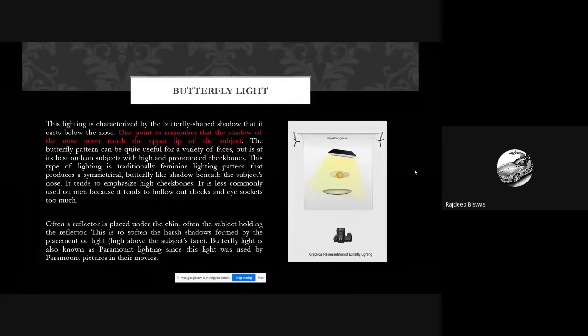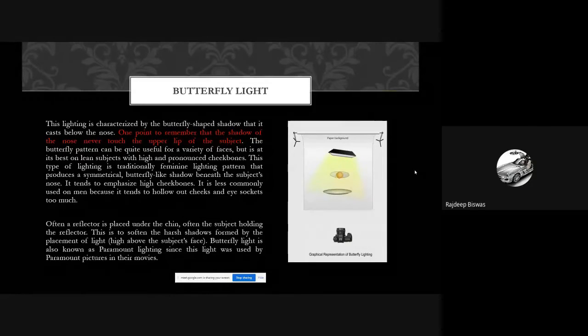Again, for paramount light, if you want a soft paramount light, I would always advise the use of a reflector. The subject may be holding a reflector here, or you place the reflector like this, pointing towards the light, because the light is generally placed above the subject. It's coming from here, and then it creates the shadow of the nose. Now it is a single light source and it creates harsh shadows. So you place a reflector down and the shadows are relieved.